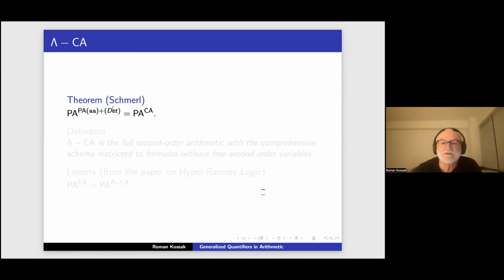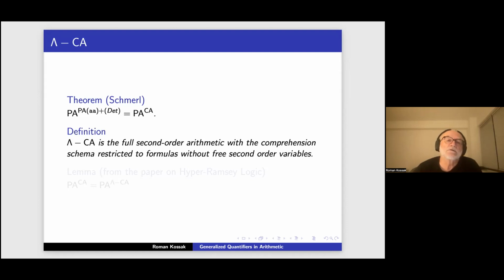How this is done, the proofs are not as difficult as in the hyper-Ramsey theorem, but they are not easy. Some main ingredients: Jim looks at lambda CA, which is full second order arithmetic, so the full comprehension schema, but restricted to formulas where you do not allow second order parameters or second order variables in the comprehension schema. Then there is a lemma about CA and lambda CA, from the earlier paper on hyper-Ramsey logic, that the Peano consequences of the one and the other are the same. Strangely, it doesn't make any difference. It seems like lambda CA should be much weaker than CA, but it's not in terms of Peano consequences.